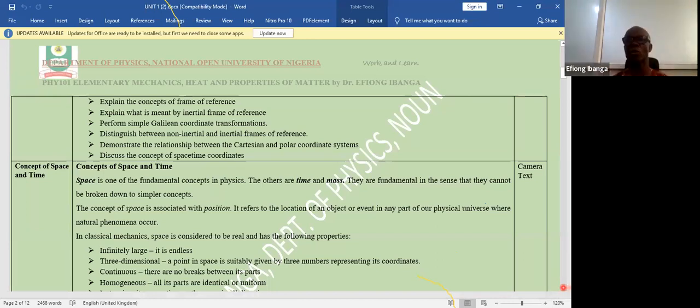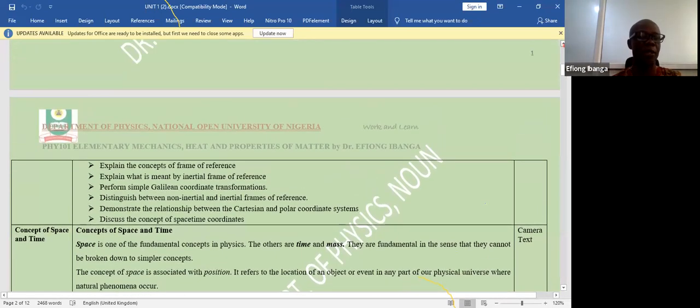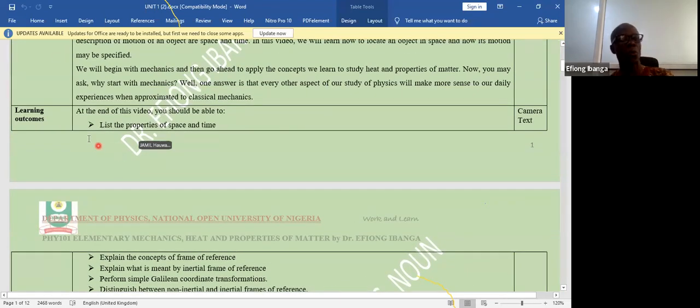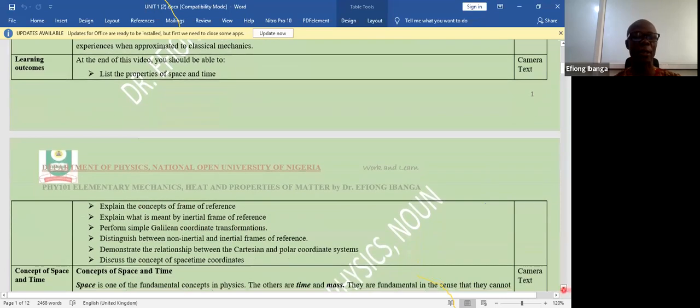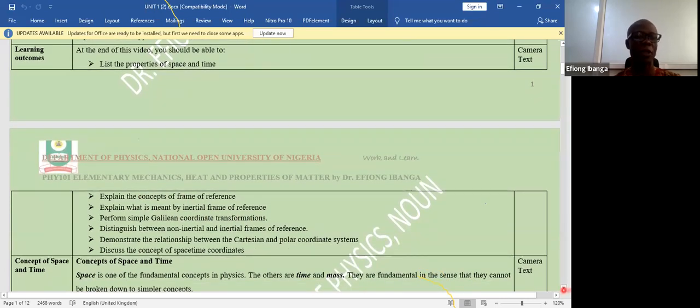Now, let us go on to the concept of space and time that we are introducing. We expect that the learning outcome should be that at the end of this, you should be able to list the properties of space and time, explain the concept of frame of reference, explain what is meant by inertial frame of reference, from the term inertia, and perform simple Galilean coordinate transformations. I'm going to teach how that works. Distinguish between non-inertial and inertial frames and demonstrate the relationship between the Cartesian and the polar coordinate system. All of that is found in your course material.